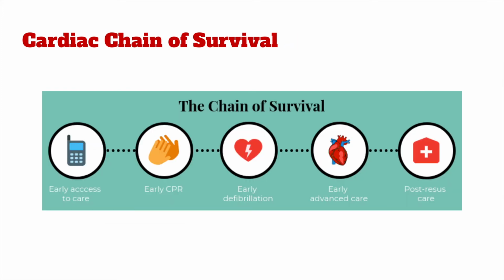When responding to cardiac emergencies, it's important to follow the cardiac chain of survival, which consists of 5 actions that, when taken, increase a person's chance of surviving cardiac arrest. Each link in the chain depends on and is connected to the other links, and each minute that CPR and defibrillation are delayed reduces the chance of survival by about 10%.